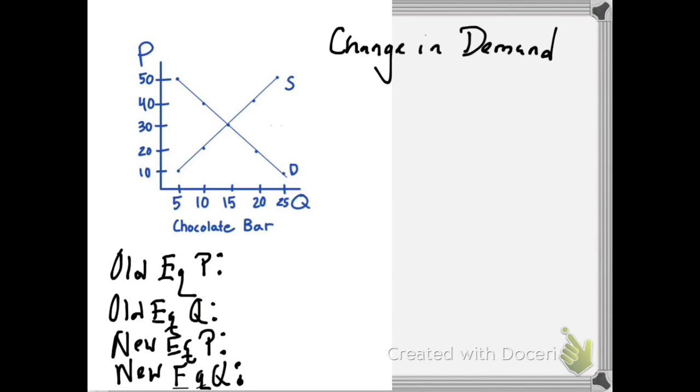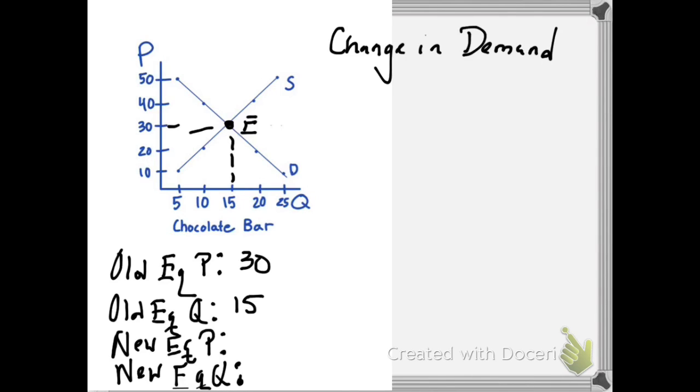This graph discusses a change in demand regarding the price of substitutes for candy bars. As always, it's the same old equilibrium point here in the middle. Same old equilibrium price at 30, and equilibrium quantity at 15.